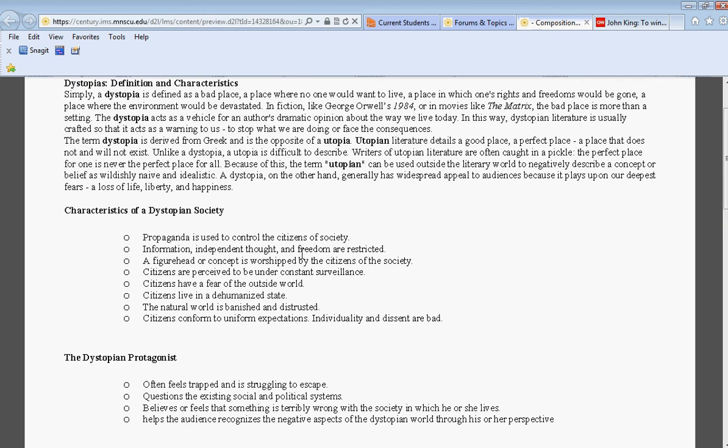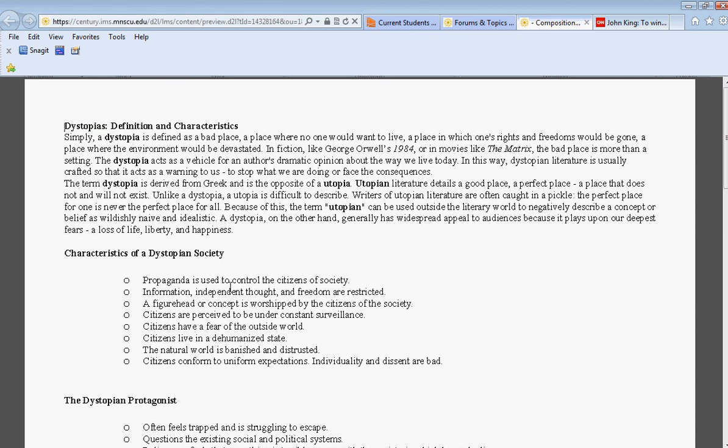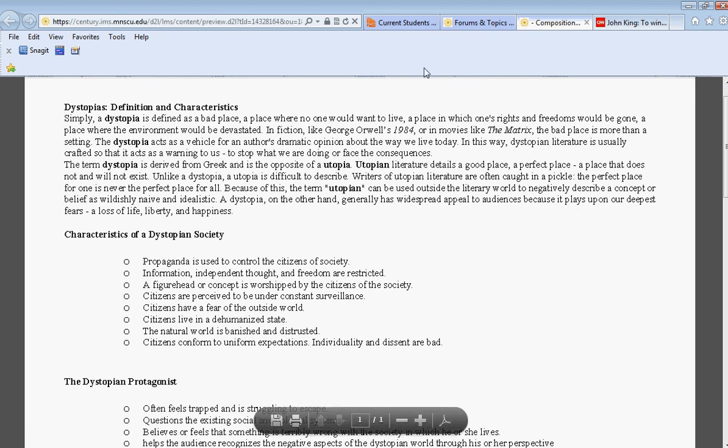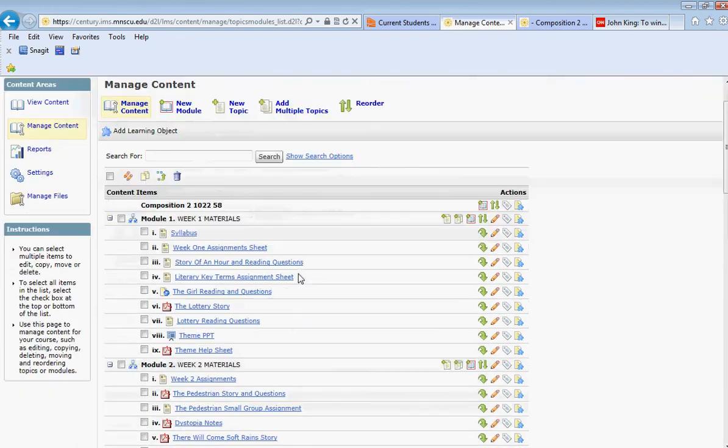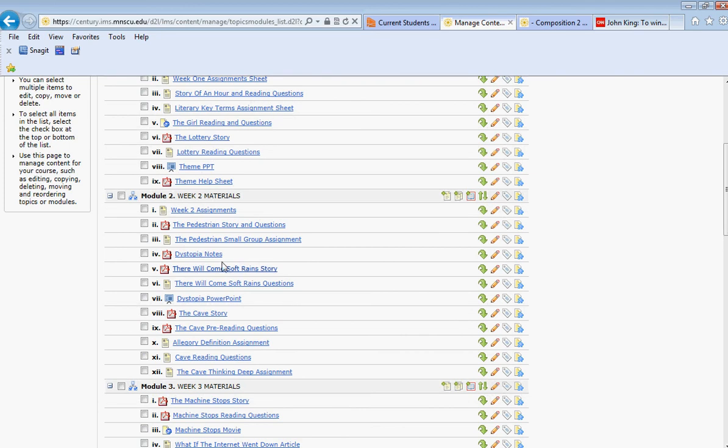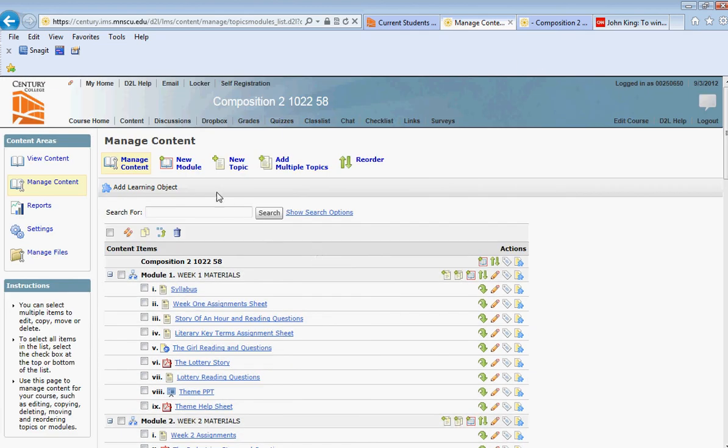You want to make sure you go back to D2L content and take a look at this PDF file that's in week 2 of dystopian notes. As well, make sure you go to content and look at the week 2 stuff, look at the dystopian notes, and go through the dystopian PowerPoint again just to make sure you got it. Okay, so that's a real brief thing about dystopia, and that's kind of what we're going to be going over, and I'll be talking more about it in the coming weeks.